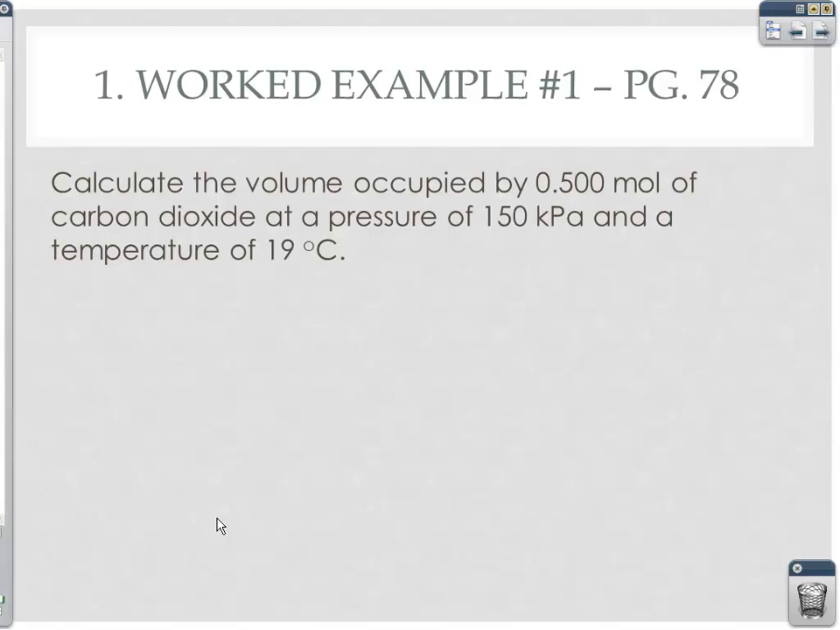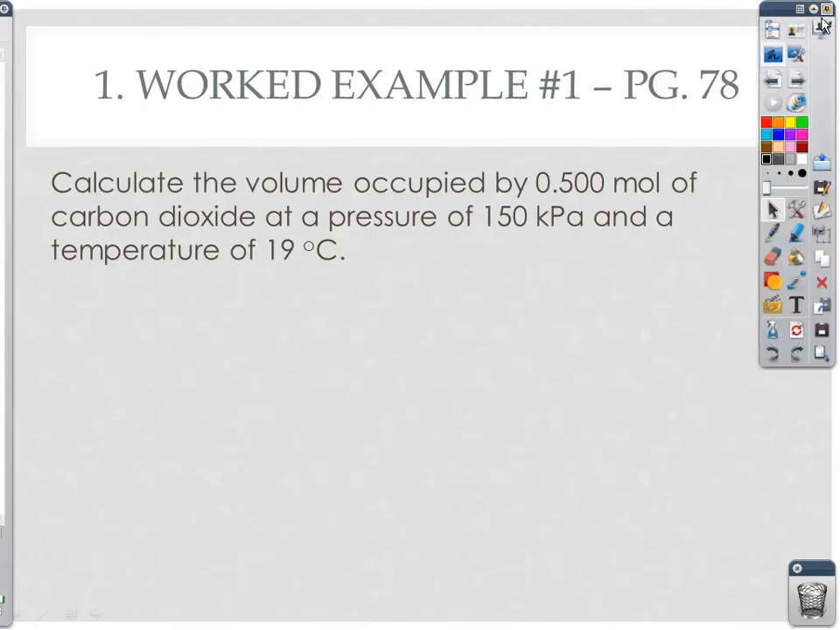Alright, so here is an example. We're actually going to try something new. See if this works. Try active board.